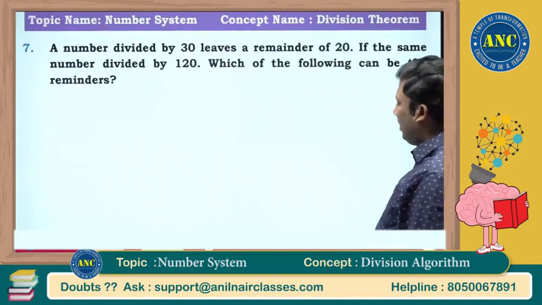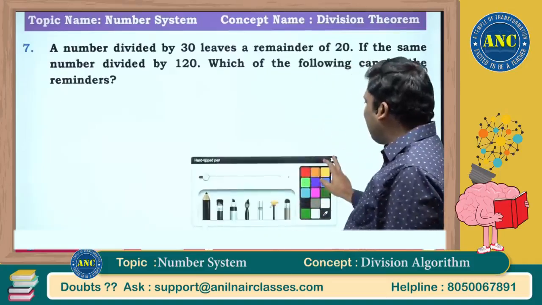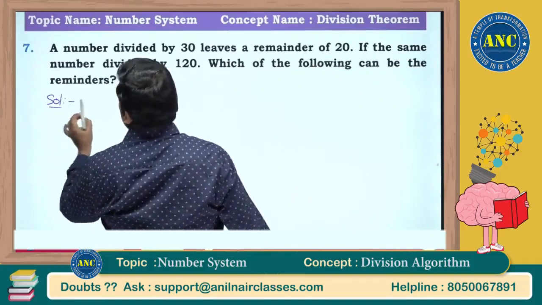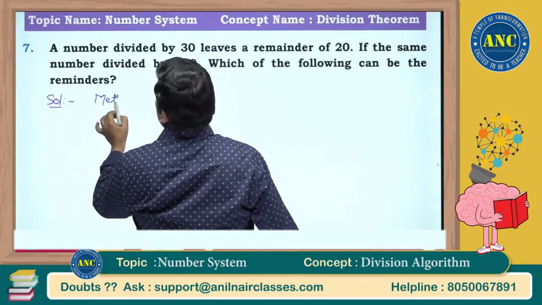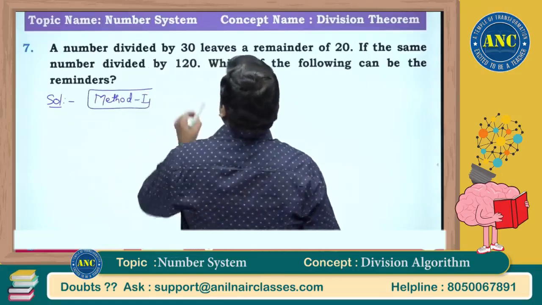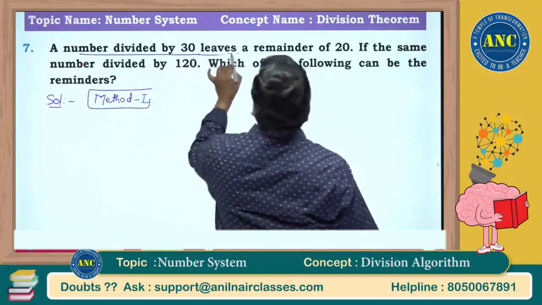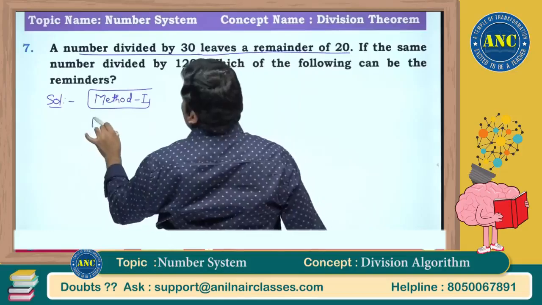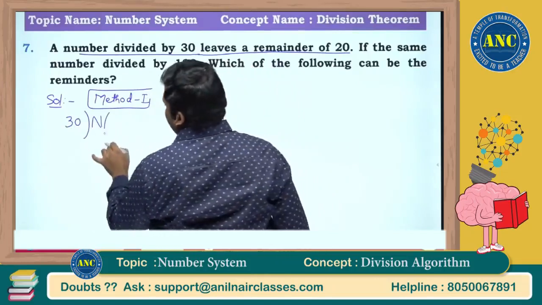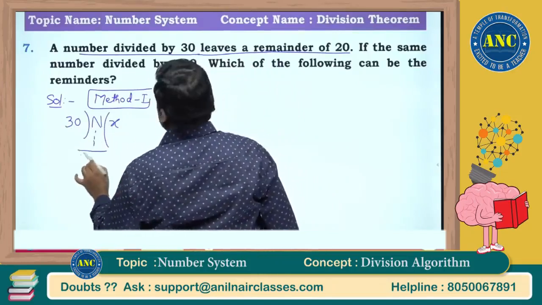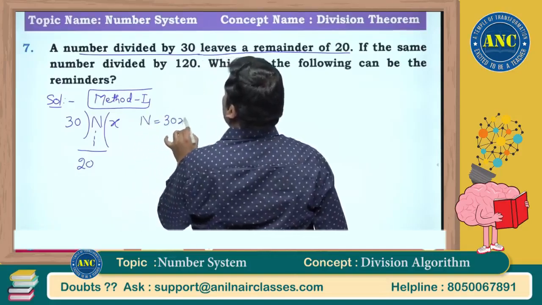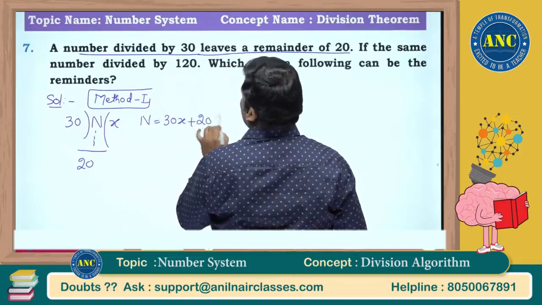Next one. See here. Again we will solve. Second time I will solve this question, with method 1 and method 2 so that it will be crystal clear to you. Method 1. Slowly we will go. A number divided by 30 gives a remainder 20. Quotient I don't know. Dividend equals divisor into quotient plus remainder.